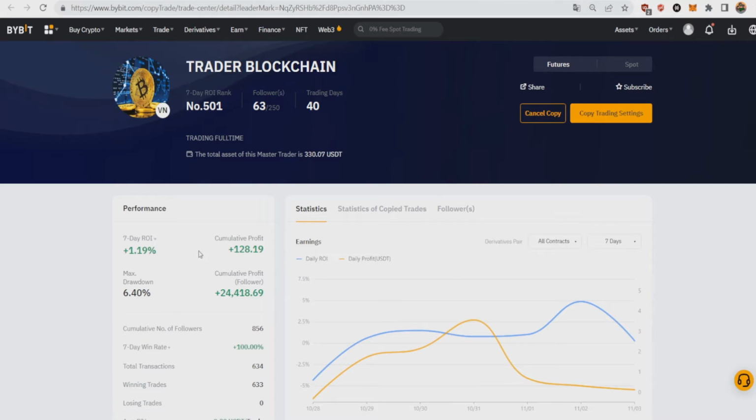So the first key thing you want to notice is the amount of trading days. I would recommend getting a trader who has at least 20 trading days, because sometimes you have traders with an ROI of like 500 or 100%, but they have been trading for 1 day. So basically they have just been lucky and they're on the top.